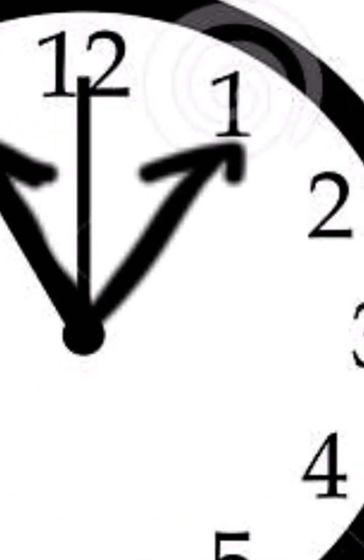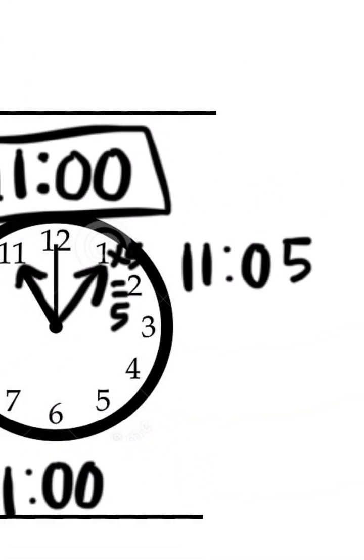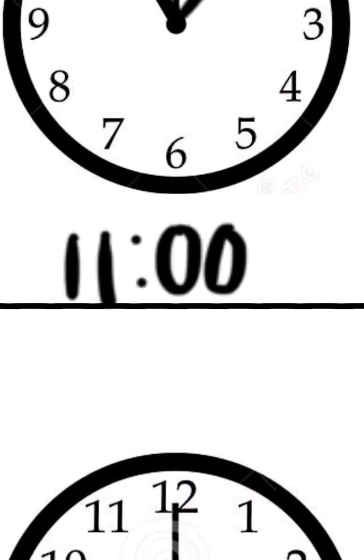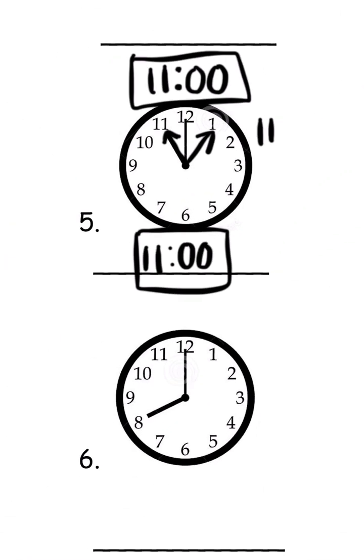If the hour arrow was pointing at 11, and if the arrow that indicates minute was pointing at 1, then it would be 11:05, since 1 times 5 is going to be 5. So it's going to be 11:05. However, it's pointing at 12, so it's going to be 0. Therefore, 11 o'clock is the answer for number 5.